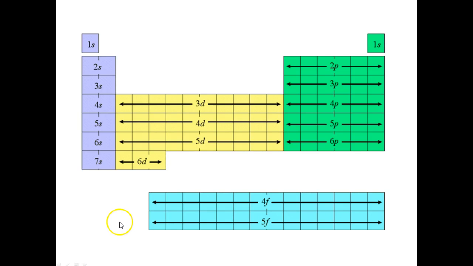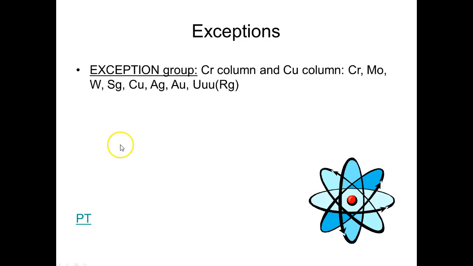All right, so here's a picture of some of the pieces of the periodic table and how it looks. There is an exception. When you are doing the group of the chromium column and the copper column, specifically these 8 elements, Cr, Mo, W, Sg, Cu, Ag, Au, and Uuu, which is also known as Rg. These elements are not stable unless you do a little bit of a twist to their electron configurations. For stability, they prefer to be half full or completely full.